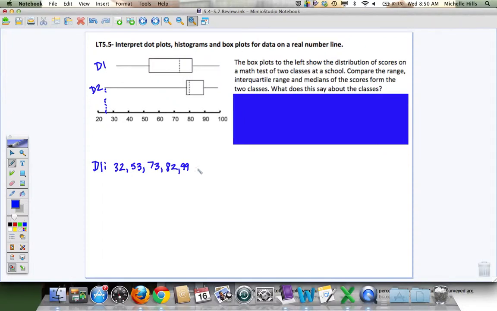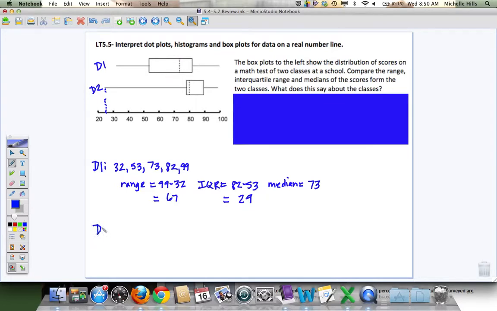Now, the range of that data, if I use those as my values, is 99 minus 32, so my range ends up being 67. My interquartile range is the width of the box, so the third quartile minus the first one, 82 minus 53, gave me an interquartile range of 29. And my median was at 73.